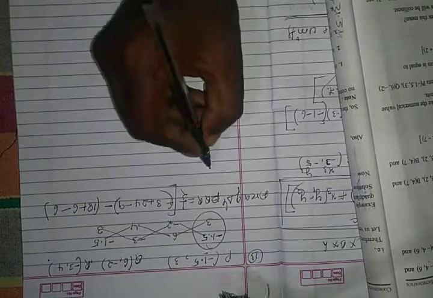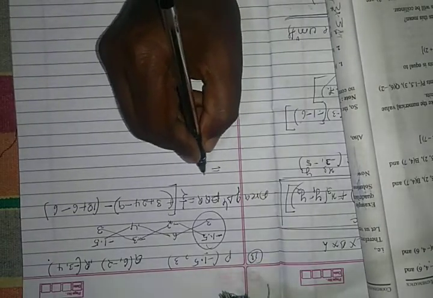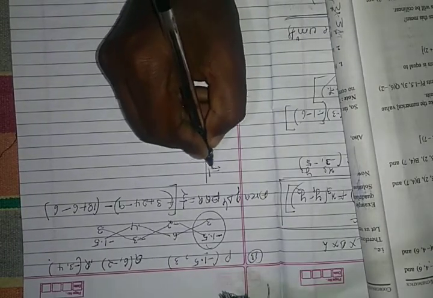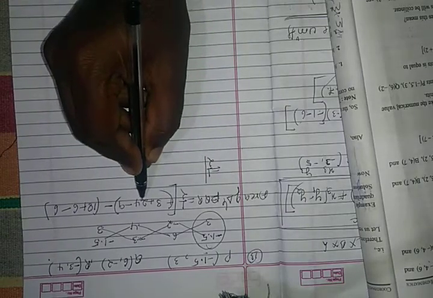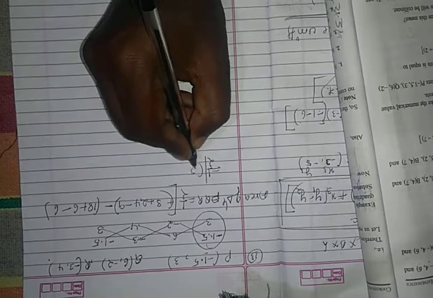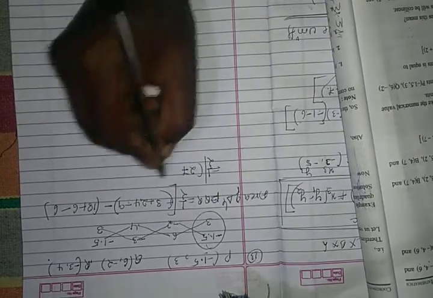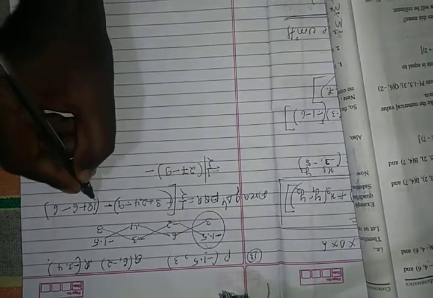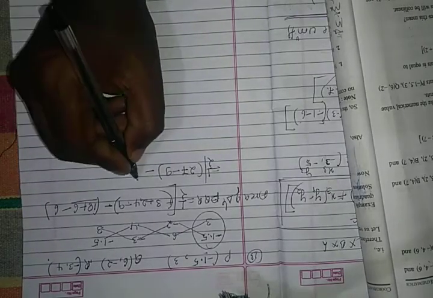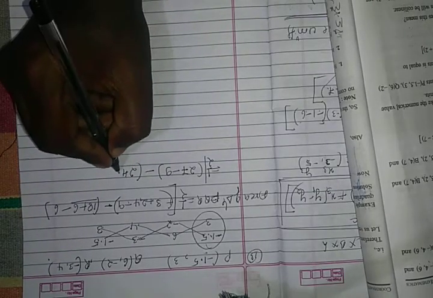Let us see, here it is. Area of triangle PQR is equal to half into 3 plus 24. What is 3 plus 24? It is 27, minus 9. Then again minus 18 plus 6 is 24, minus 6.